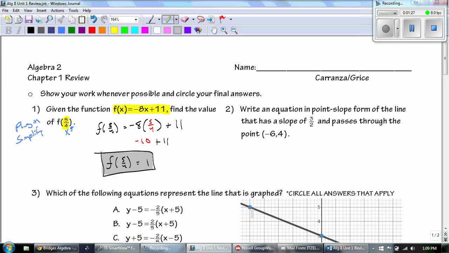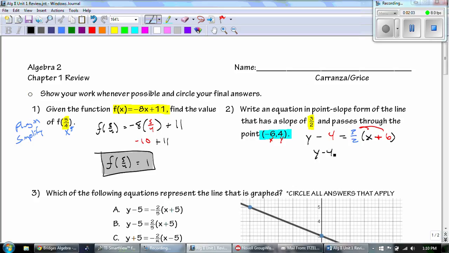Okay, number 2. Write an equation in point slope form of the line that has a slope of 3 over 2 and a point of negative 6, 4. So I know the point, I know the slope, so I plug it into point slope. My slope is 3 over 2, and then my y is 4, and my x is negative 6, which turns that to plus 6. And then just like all the other ones, guys, to solve, we need to distribute.